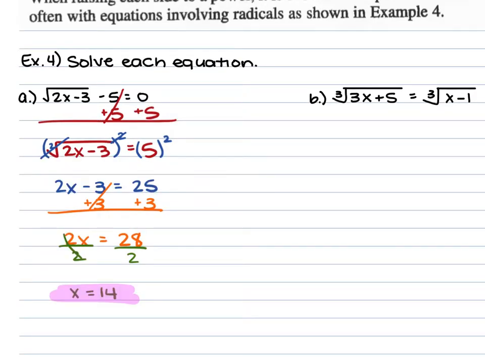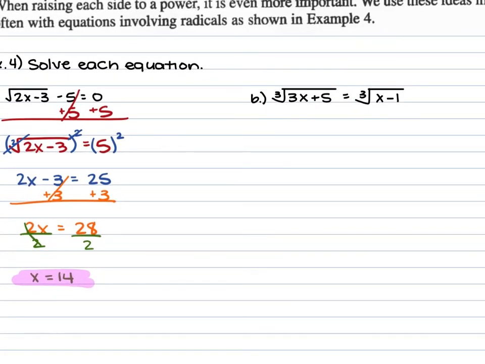For example B, we have the cube root of 3x plus 5 is equal to the cube root of x minus 1. So in this case, we have the radical on both sides of our equation. That's perfectly fine. We don't have any term that is not underneath the radical. So we're just going to raise each side to the power of our index, which is 3. This cancels out the radical on both sides, so we just have the 3x plus 5 is equal to x minus 1.